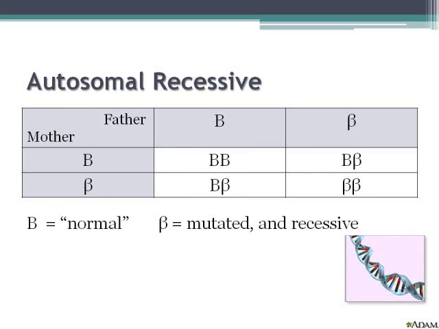Okay, here's our Punnett square again for autosomal recessive. Both parents had the B, which is normal, and both parents have a beta, which is mutated and recessive. So there's a 25% chance that the child is going to end up to be a BB. That means not carrying the trait at all. There's a 50% chance that the child is going to end up being a B beta, which means the child's a carrier. And there's a 25% chance that the child is going to have two betas, and that means they have the disease.